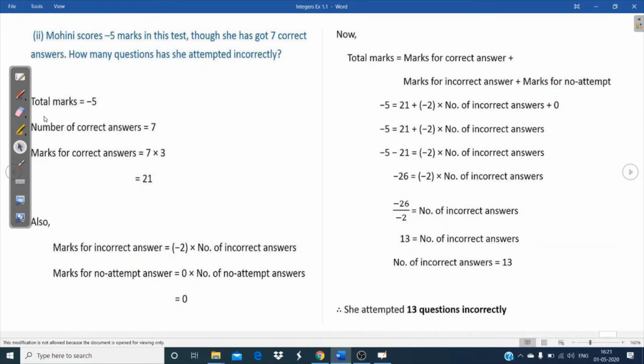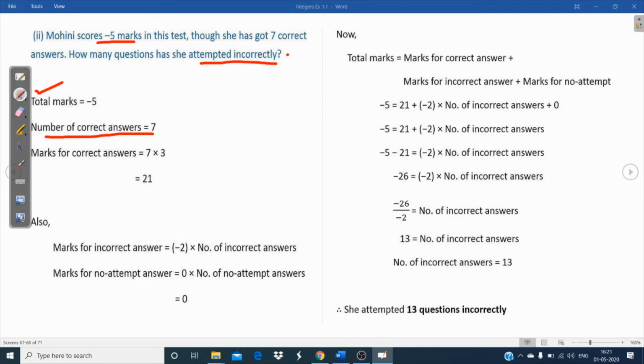Now, next part of the question. Mohini scores minus 5 marks. So the total score of Mohini is minus 5. In the previous part the total score was 20; now the total score is minus 5. Though she got 7 correct answers. The number of correct answers is 7. How many questions were attempted incorrectly? That is the same thing: the number of incorrect questions attempted, you have to find out how many questions she attempted incorrectly.